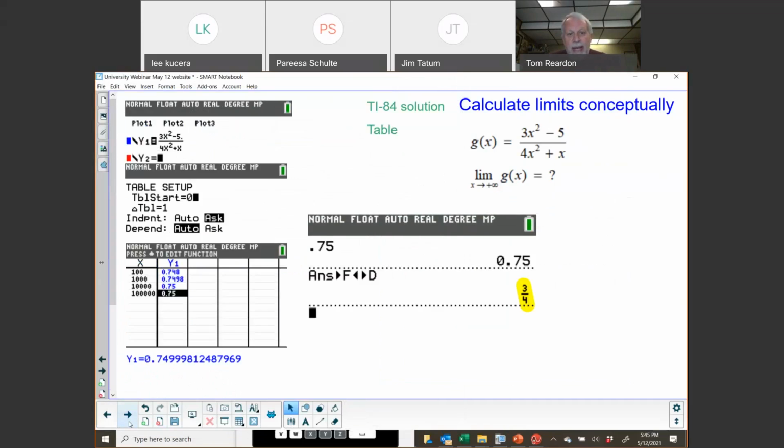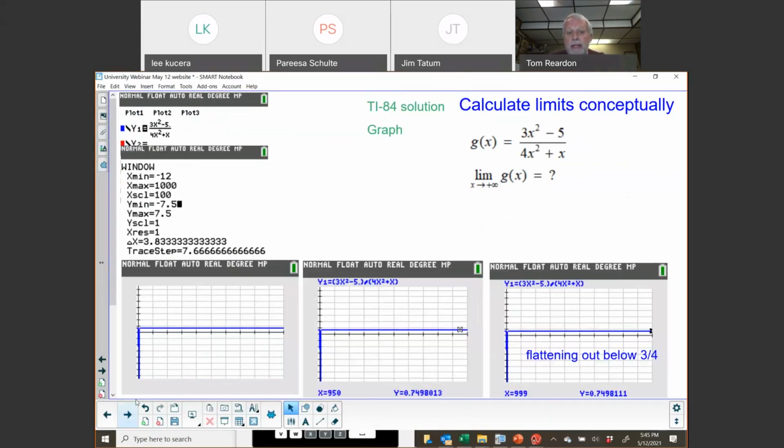So again, by table, I also did this by graph. If I graph this and have X maybe go up to 1,000, you can see that this graph is really flattening out, okay, asymptotic, if you will. And we can see that as X approaches a larger and larger number, Y is getting really close to 0.75, but always below it, okay? So we have a horizontal asymptote at Y equals 3/4.